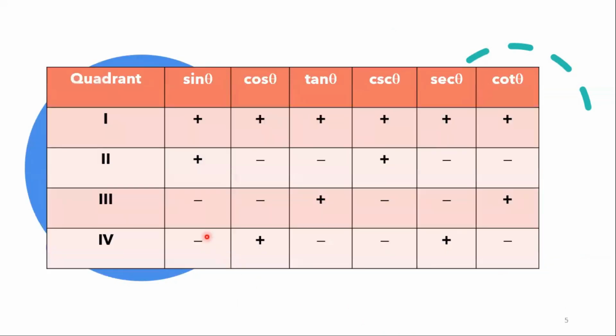So a summary of that. We have here first quadrant, all the functions are positive. Second quadrant, only the sine and the cosecant functions are positive. Third quadrant, tangent and cotangent. Fourth quadrant, cosine and secant are the only functions positive on the fourth quadrant.